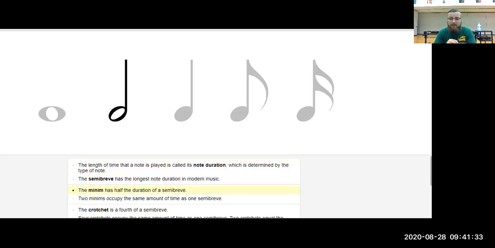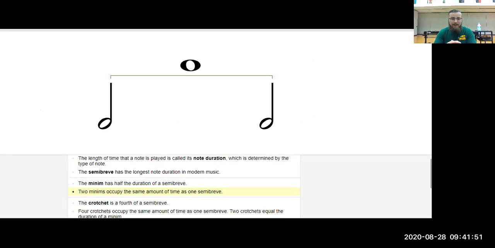Again, it's calling it words that we don't typically use. The minim has half the duration of the semibreve. So what that says in the terms that we use is the half note has half the duration of the whole note. Makes sense. That's why it's called a half note. All right, let's go on.